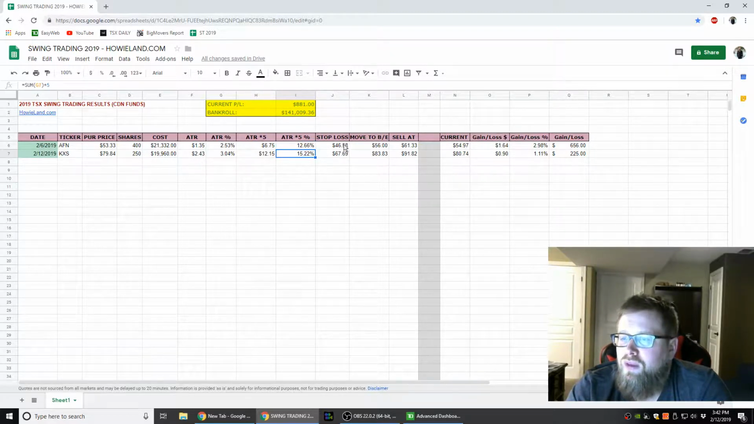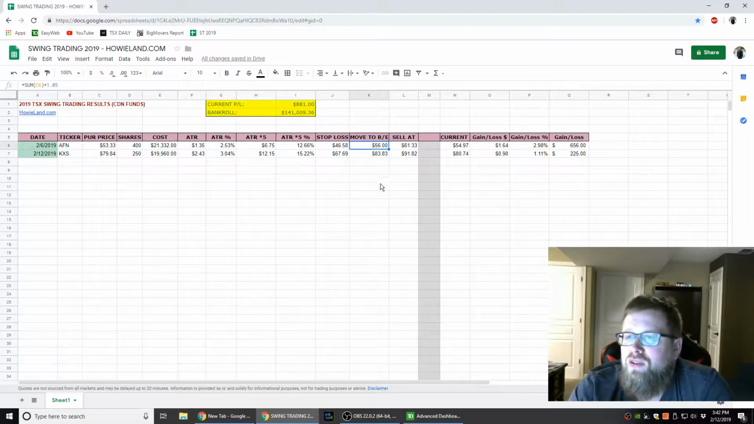With this information, I can find my stop loss. It would be the purchase price minus the average true range times 5. So it would be this number times 5. Sorry, this number times 5, or this number times 1, I guess it's the same thing. Move to break even would be just the purchase price times 1.05, easy peasy. Sell at purchase price times 1.15.